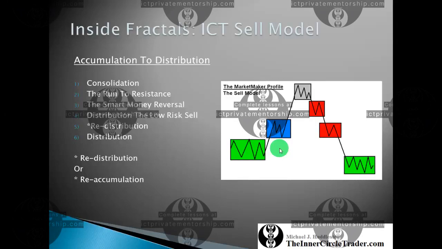Now, by their accumulation, the way they will offset their risk, or reduce their risk, manage their risk, or profit, they will distribute. So it's important to understand that the central banks are in business to provide liquidity, but they're also a business. They're not just simply there to give everyone free opportunities to make money. So the initial consolidation here is an accumulation phase. The market will move into the run to resistance, and then the next stage is the smart money reversal.